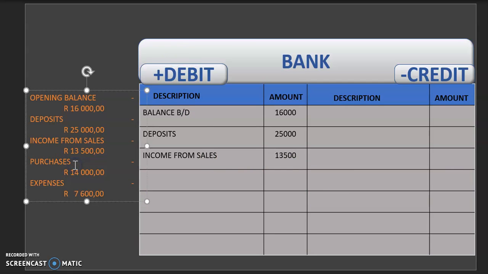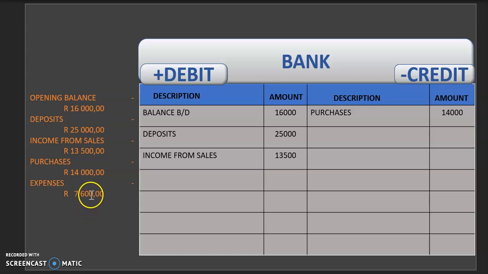And then next we get our purchases. Another example, if you guys own a bank account, you know whenever you purchase using your bank card, it's not good for your bank. If it's chocolate, it's good for you, but it's not good for your bank. So purchases will go on your credit side. Purchases to the value of 14,000 Rand. And last, you get your expenses. Expenses, guys, include electricity, your insurance, stationery, etc. As long as it's you paying money.